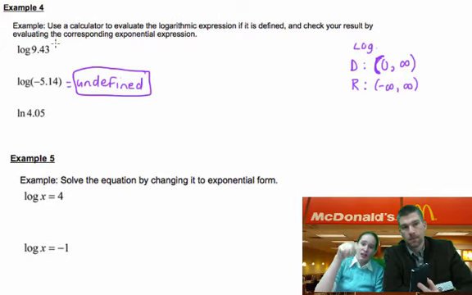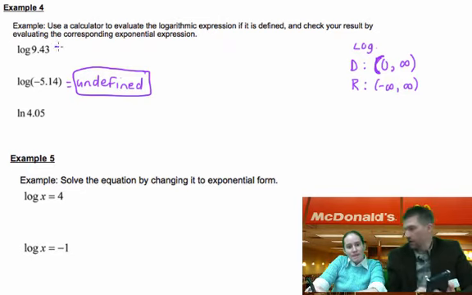Anyway, log of 9.43. There's a button on your calculator that says L-O-G. That's the button we want. So log of 9.43. Because this is log base 10, and when you punch it in your calculator, it's log base 10.